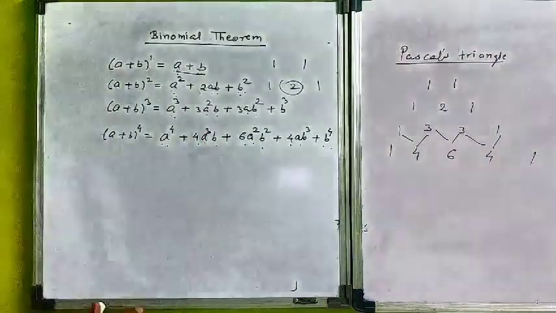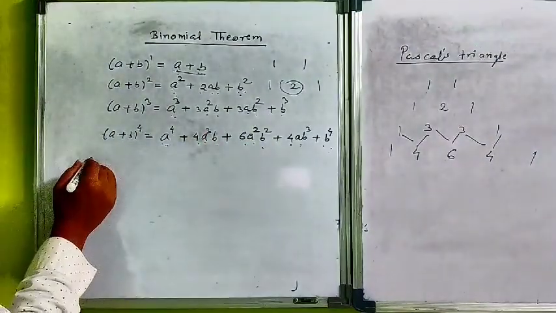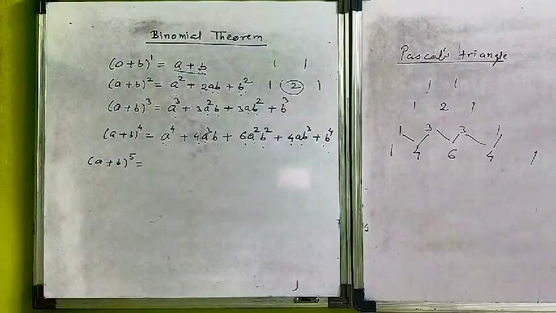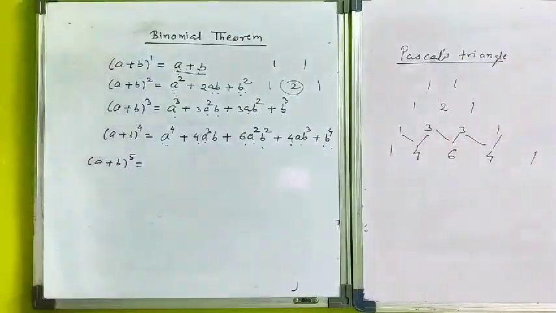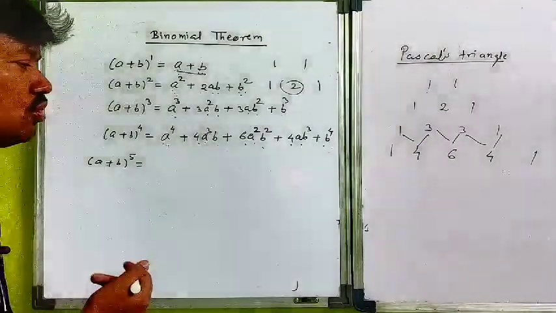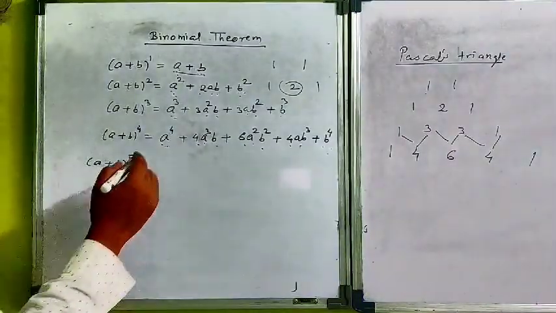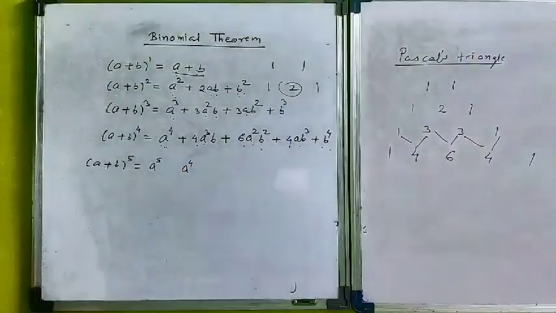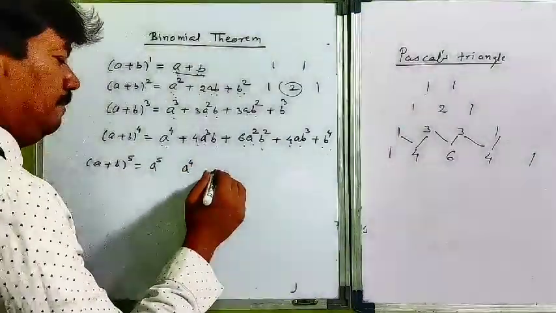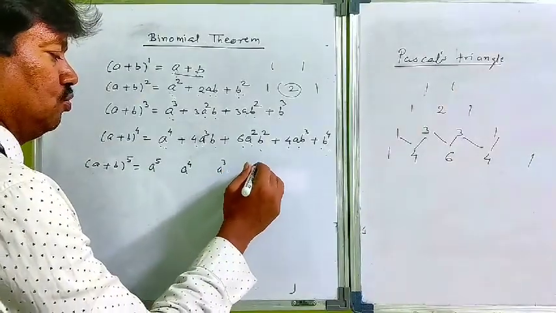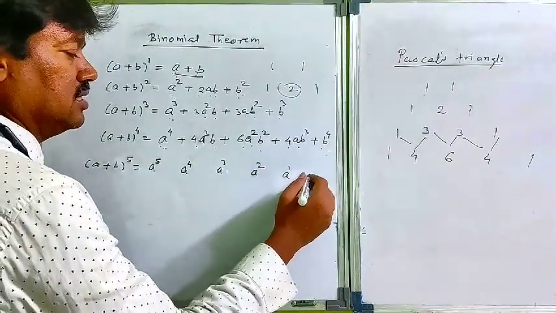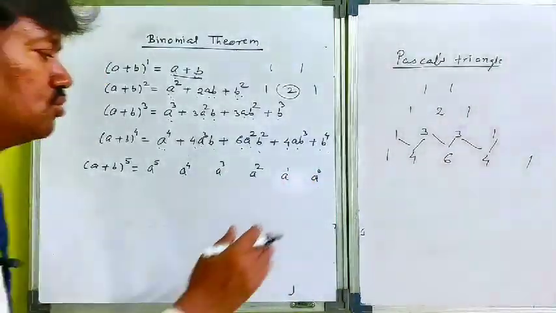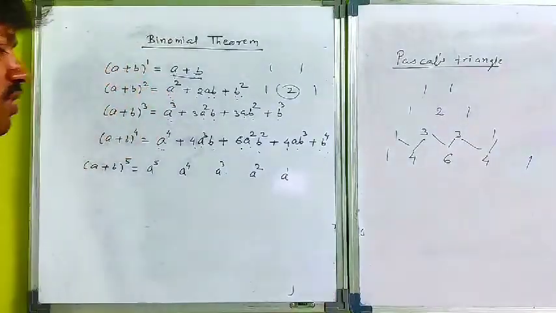So with the help of this, can you write what is a plus b raised to 5? Yes, dear student, you can write it easily. The power of a will go on decreasing and the power of b will go on increasing. So the first term is always a raised to 5. The next is a raised to 4. Next, a raised to 3, a raised to 2, a raised to 1, and the last is a raised to 0. But a raised to 0 is 1, so there is no need to write the term a raised to 0.